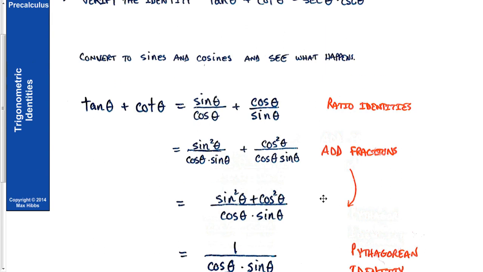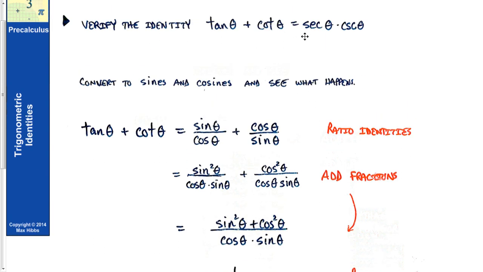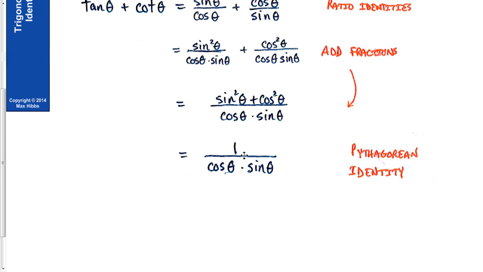Now, let's go back up here and remind ourselves what we're trying to get. Secant theta times cosecant theta. But remembering, secant theta is 1 over cosine theta, and cosecant theta is 1 over sine theta. Look here. I have a cosine theta in the denominator and a sine theta in the denominator. So I could think of this fraction as 1 over cosine theta times 1 over sine theta.